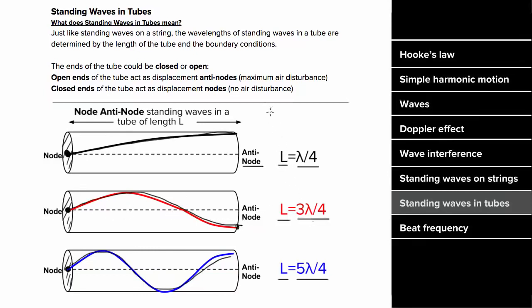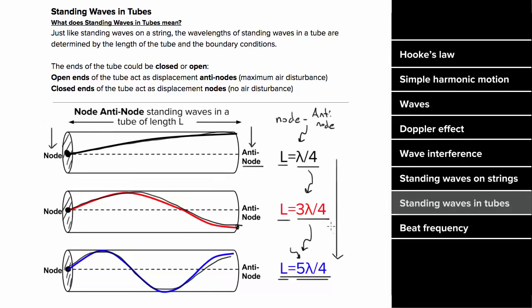And if you notice, this is exactly the same as when we had node-antinode strings. We had the same progression of lambda over 4, 3 lambda over 4, 5 lambda over 4, any odd integer times lambda over 4 were the allowed standing wave lengths. So if one end has a different boundary condition from the other end, this is going to be the progression of allowed lengths of the medium.